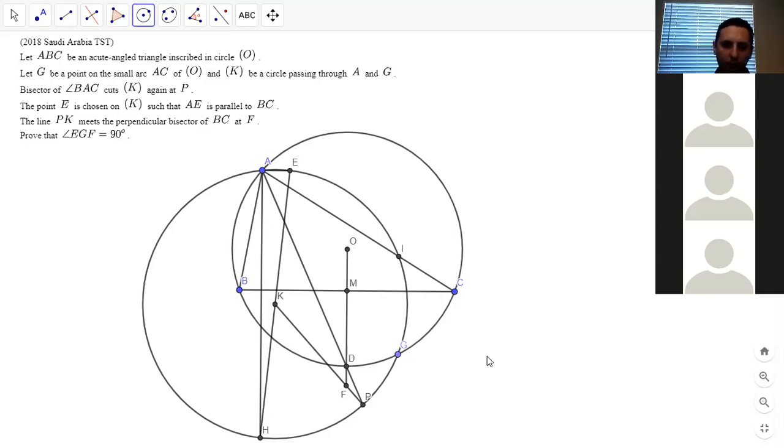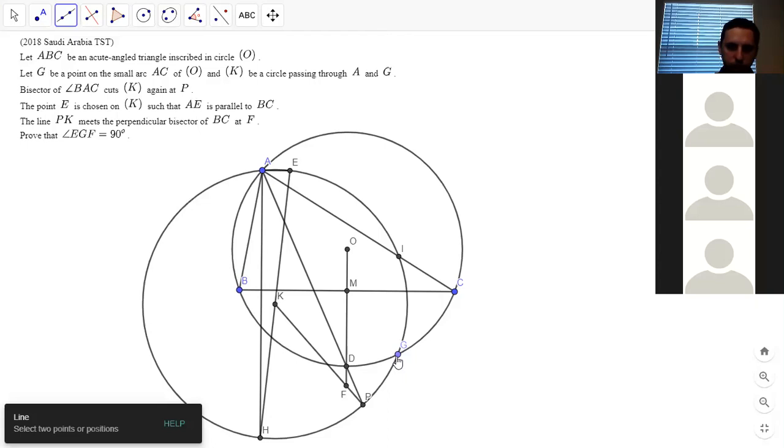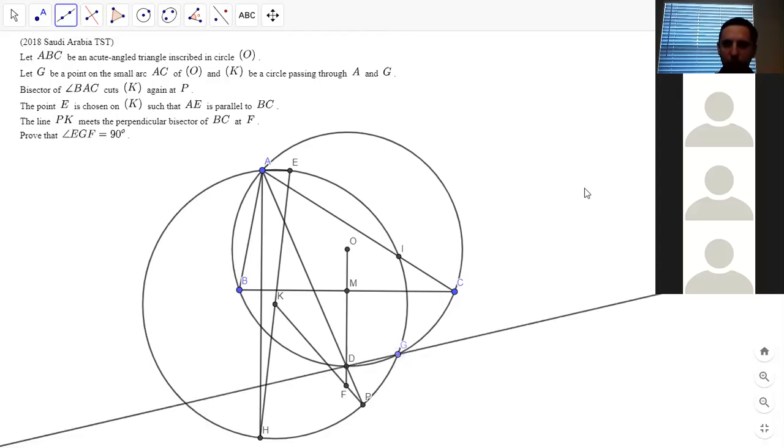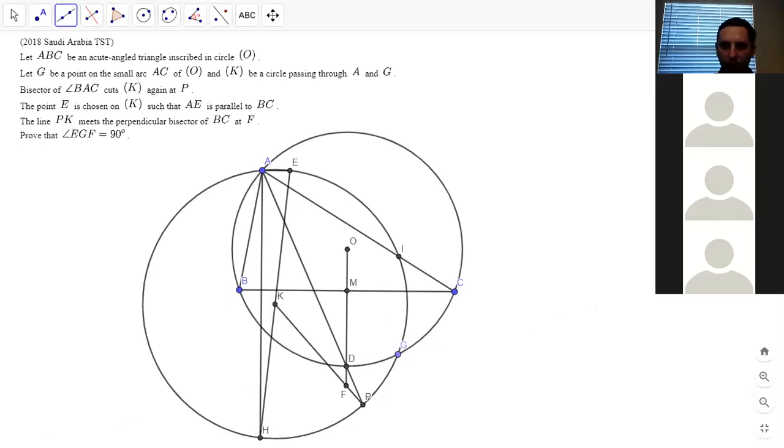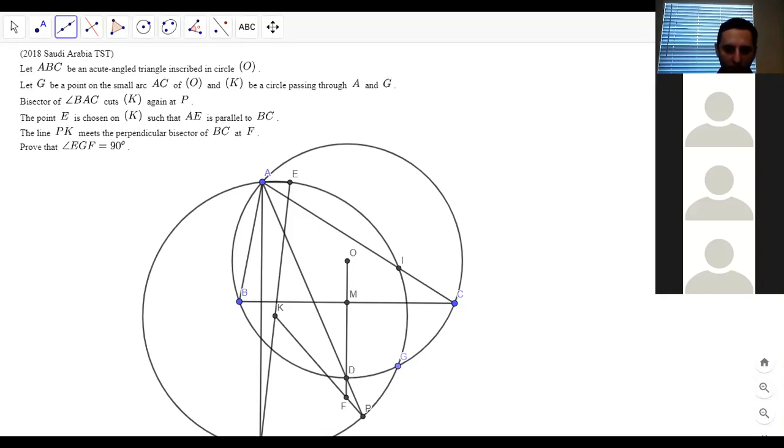All right, so we want to show that it's cyclic. Let's see. Is G the common point of three circles? Is G a Miquel point? Yeah, could be.